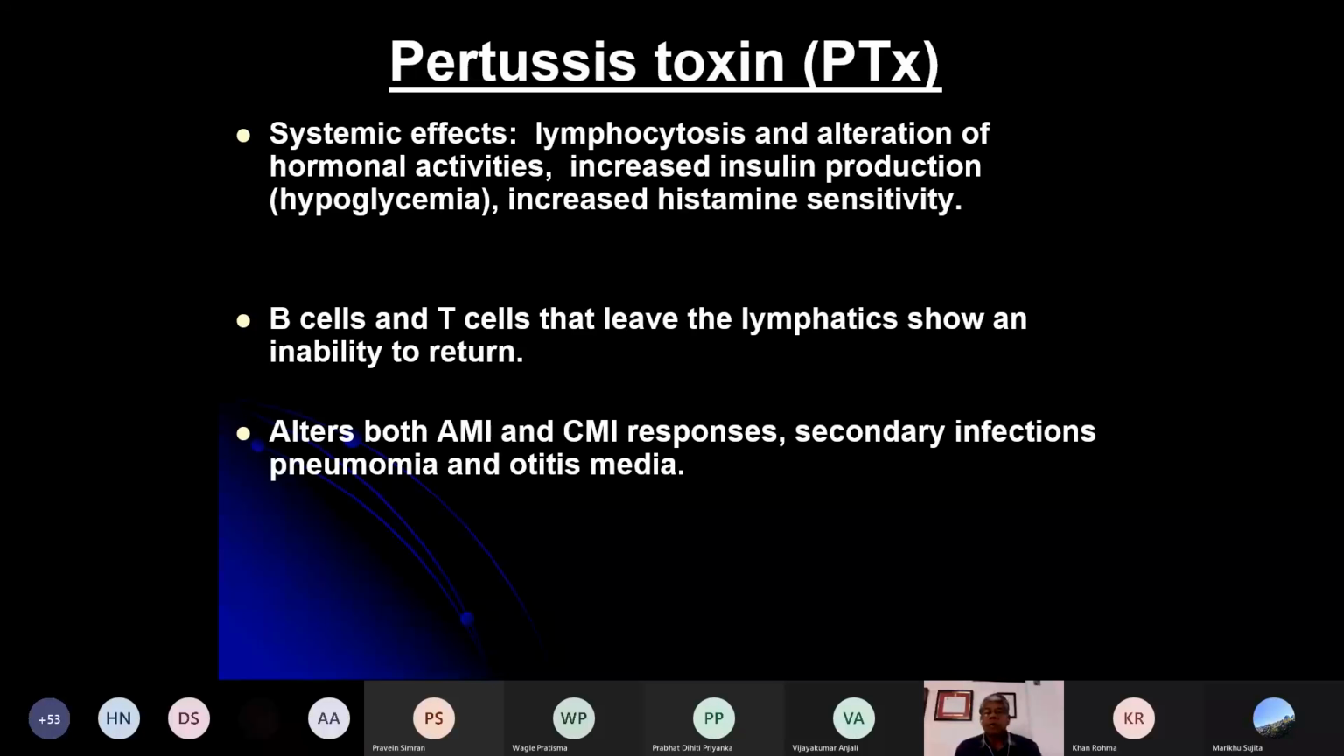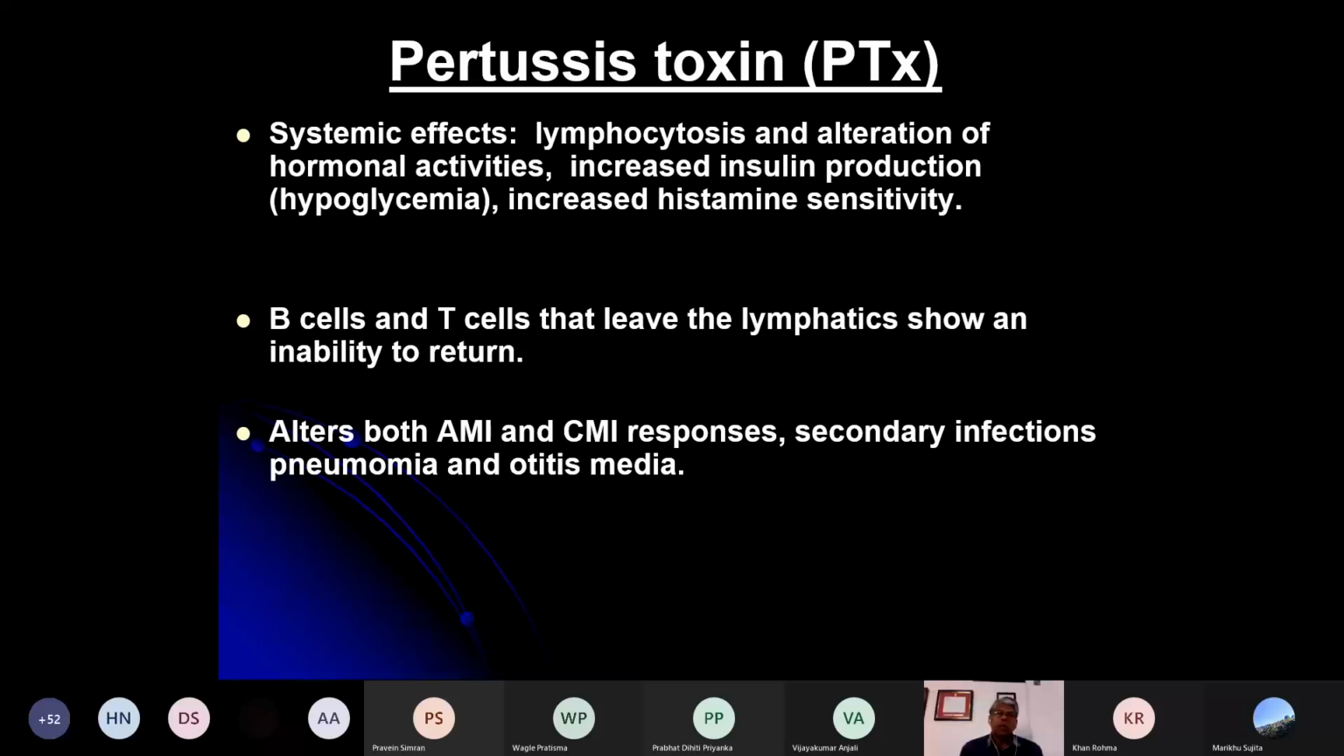The suffering which you have seen in that video of that small child is the combined effect of this pertussis toxin, leading to hypoglycemia, leading to histamine sensitivity, leading to proliferation of the lymphocytes, leading to obstruction of the respiratory tree.